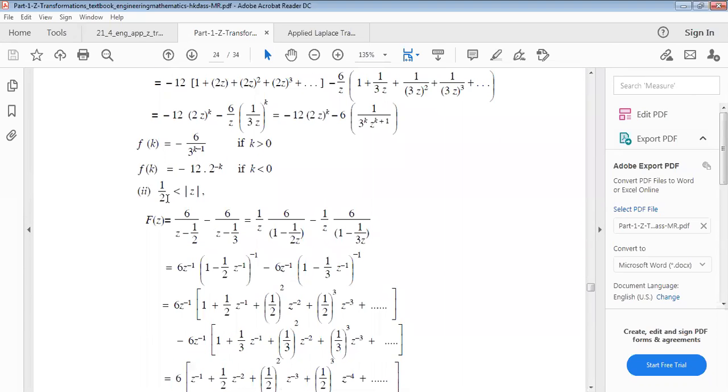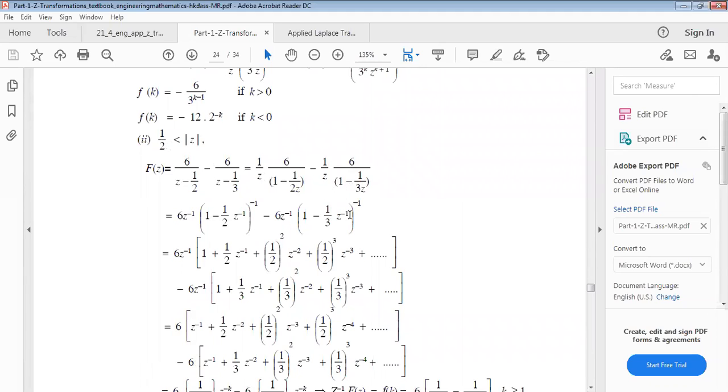Now for the second condition, half is less than z. That means that is the greater one. So we have to take z common first. For every case, from every term, we have to take z common from the denominator. Understand? Then making the polynomials of 1 by 2z, and this will be the 1 by 3z.